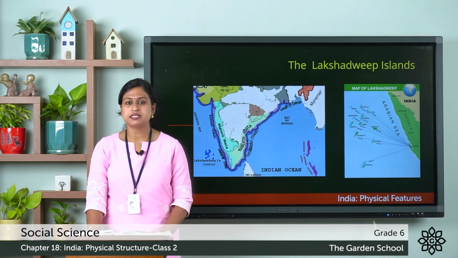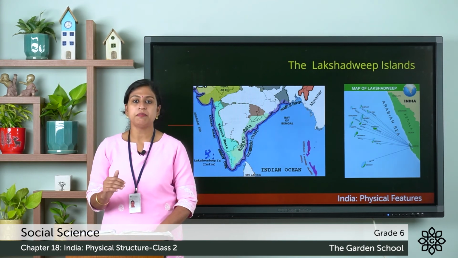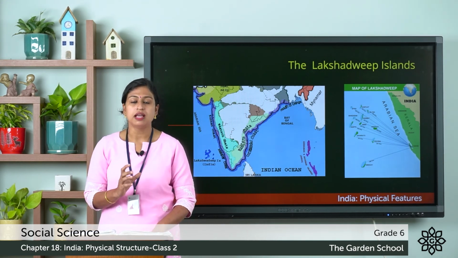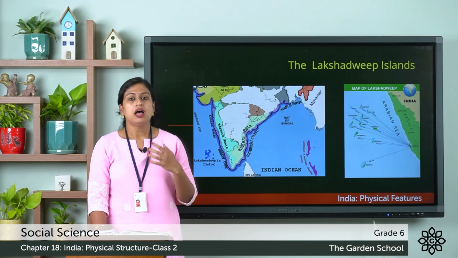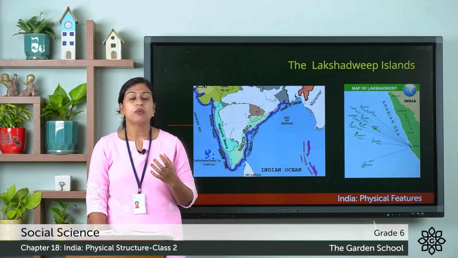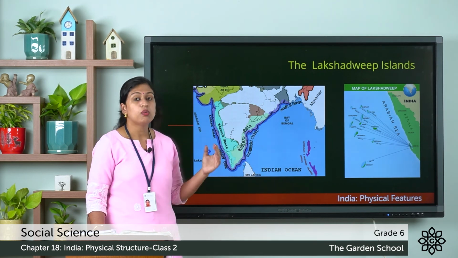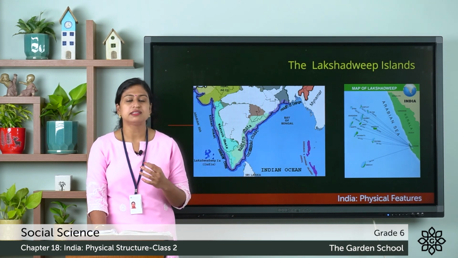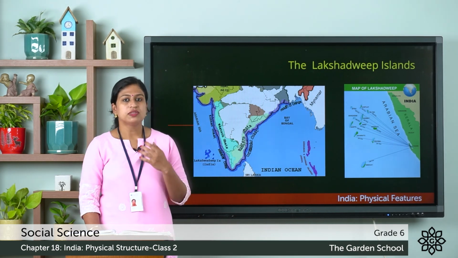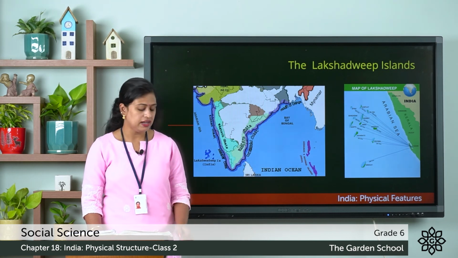So, when the polyps die, the skeletal remains accumulate on the seabed and form the coral, and these corals form the coral islands. Here Lakshadweep literally means 100,000. So, it was believed that there were 100,000 islands, but actually the number is only 43. So, this was about the last physical feature, that is the islands.